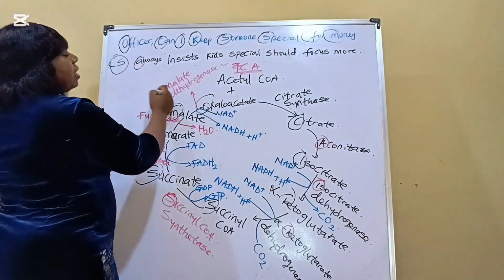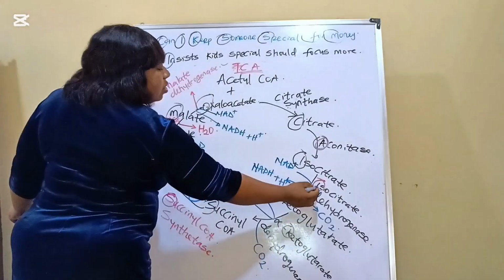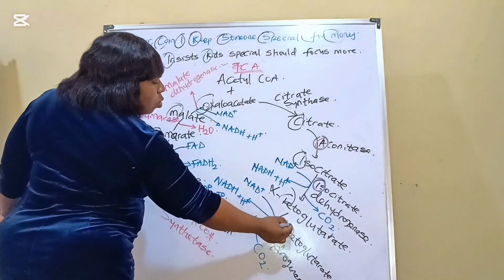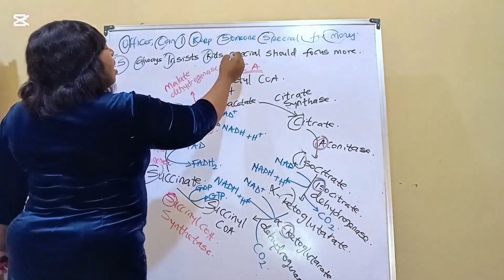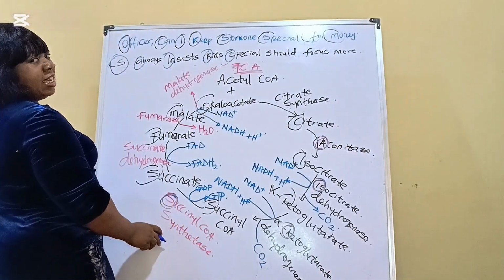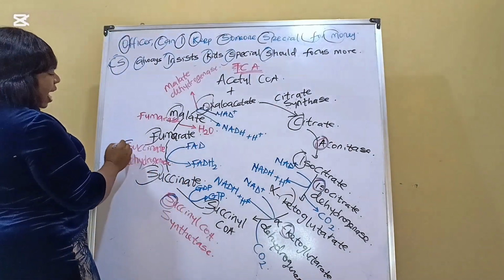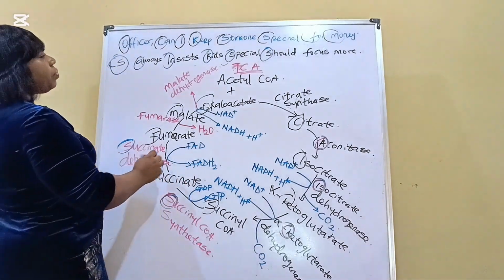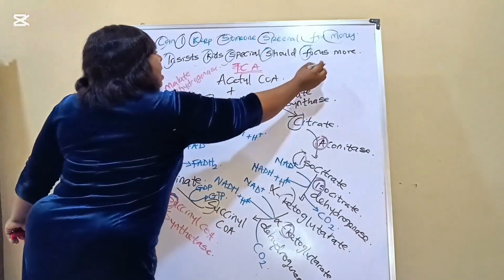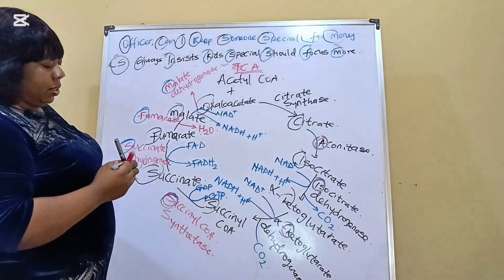Then the A here stands for aconitase. The IS stands for isocitrate dehydrogenase. The K here stands for alpha ketoglutarate dehydrogenase. The S here stands for succinyl CoA synthetase. Then the S here stands for succinate dehydrogenase. The F there stands for fumarase, while the M there stands for malate dehydrogenase.